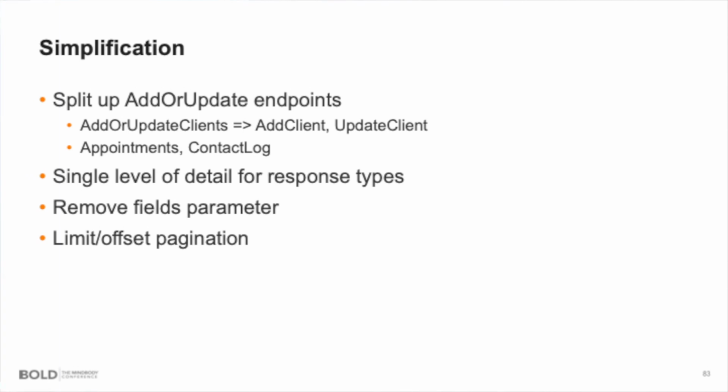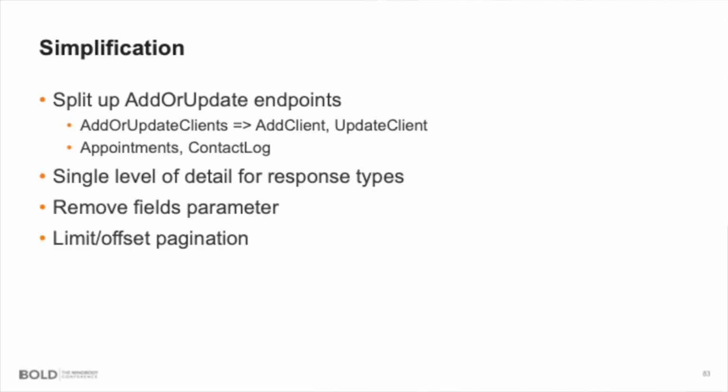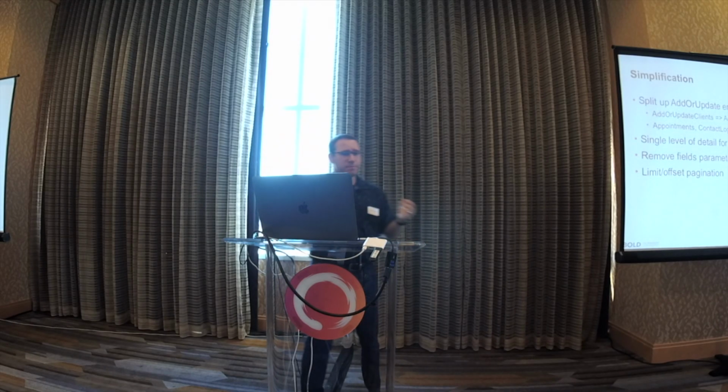So anyway, let's see, what else can we do simplification-wise? We can also take a single level of detail for response types. So we're just going to give you everything back. We're going to do the full response type. We're going to flesh out these objects, not deal with these bare or partial responses anymore. And we're also going to remove the fields parameter. So if you are requesting another parameter, we're either going to start including it by default in the response or create new endpoints that you call. All right, so that should simplify things a little bit.